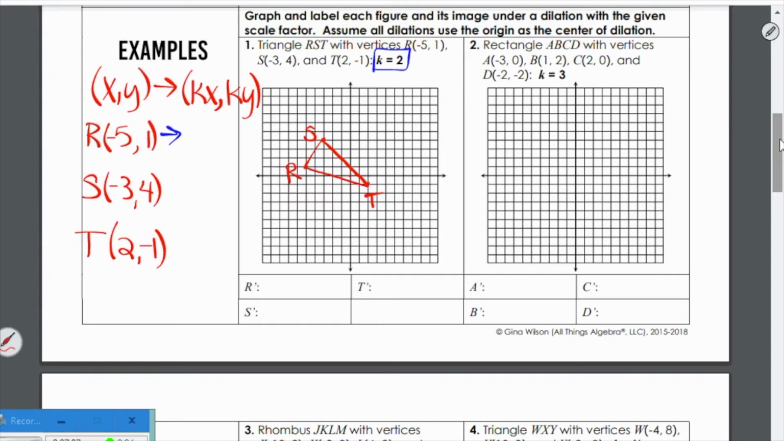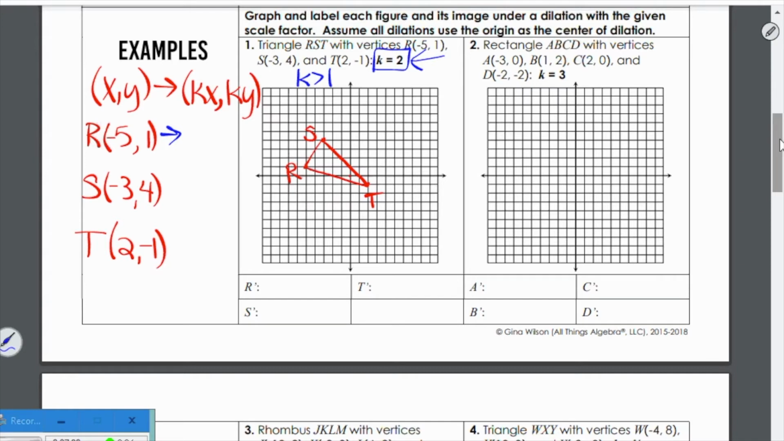So there is my original triangle. Now, first of all, is it going to be an enlargement or a reduction? Well, since my k is bigger than 1, my k is greater than 1, remember that would mean it's going to be an enlargement. So my blue shape should be larger than my red shape. So let's multiply these out.